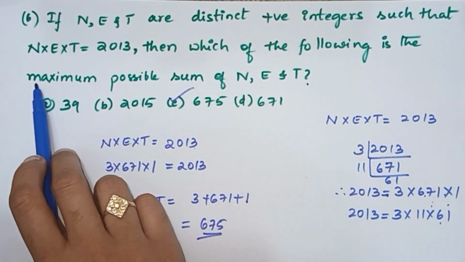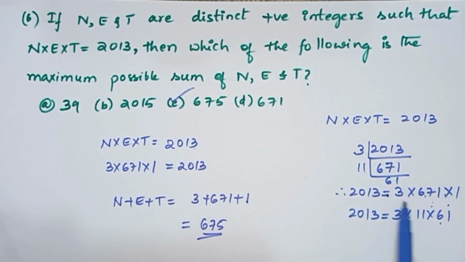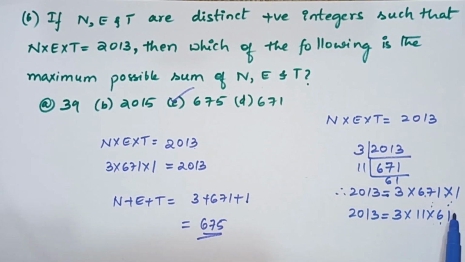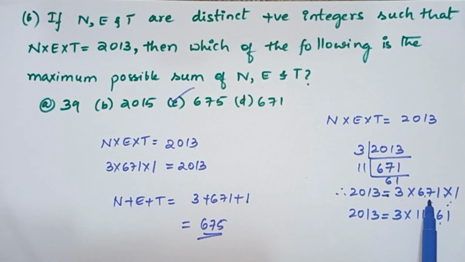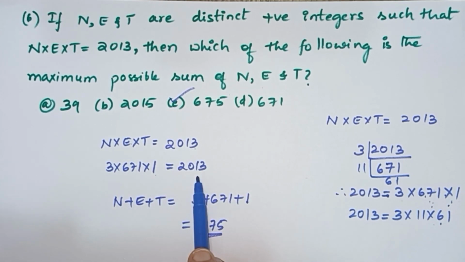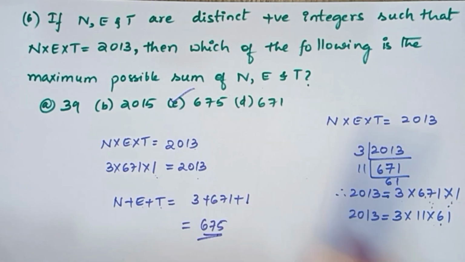In the question they are asking maximum possible sum of n, e and t. So the maximum possible values for n, e and t could be this. That is because we want the maximum possible sum. This also is possible, but it doesn't give you the largest sum. Therefore, I am taking 3 into 671 into 1 as n into e into t, which is equal to 2013. Hence, n plus e plus t equal to 3 plus 671 plus 1, which gives you 675. Therefore, answer is third option.